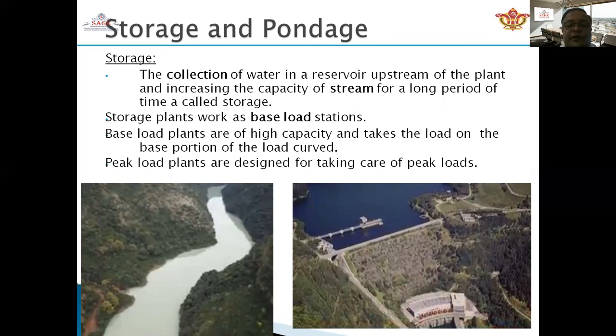Storage and pondage: this is where the water is collected. The collection of water in a reservoir upstream of the power plant, increasing the capacity of the stream for a long period of time, is called storage. The picture shows a clear representation of storage and pondage. Storage plants work as base load stations. Base load plants have high capacity and take the load on the base portion of the load curve.